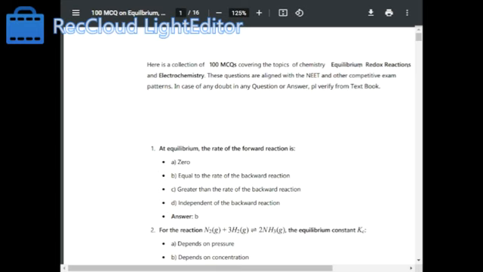Question number 1. At equilibrium, the rate of forward reaction is: option A, 0; option B, equal to the rate of backward reaction; C, greater than the rate of backward reaction; D, independent of the backward reaction. The correct answer is B, that is equal to the rate of backward reaction. At equilibrium, the rate of forward reaction is equal to the rate of backward reaction. Hence, option B is correct.